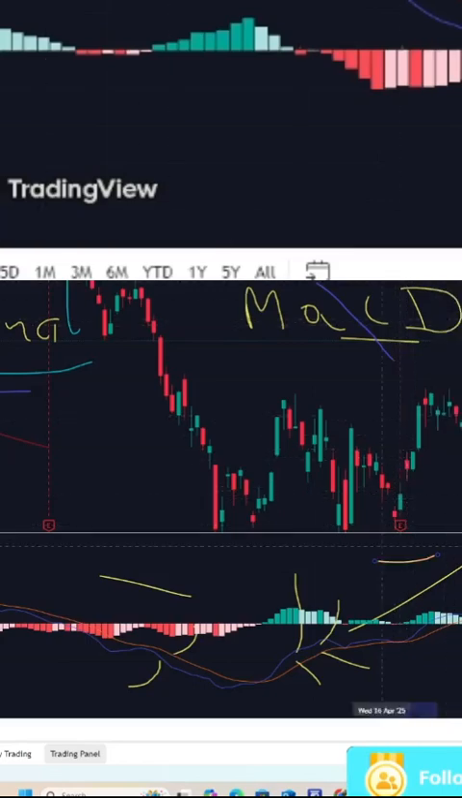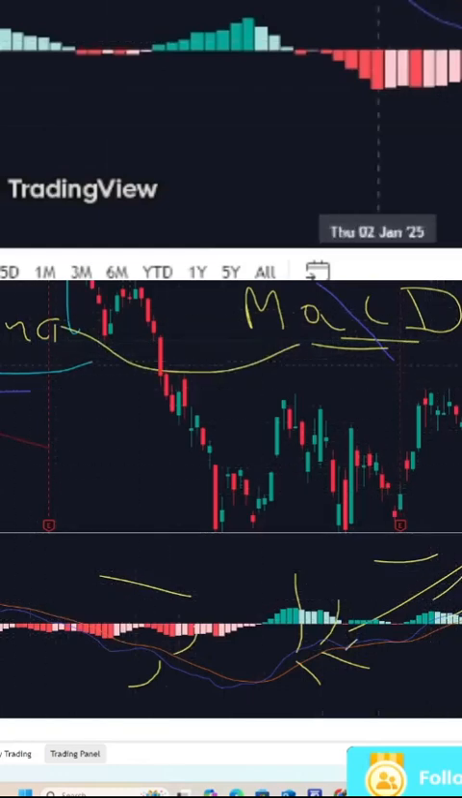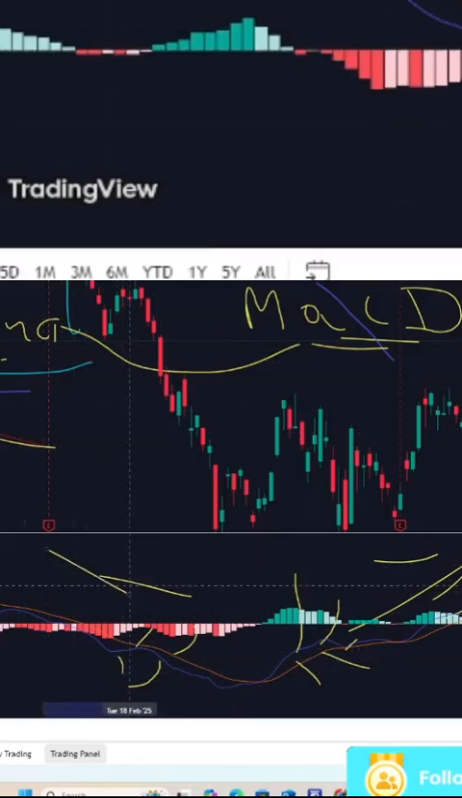Whenever the blue line, which is the MACD line, is above the signal line, the stock is bullish. Now, whenever the orange line, which is the signal line, crosses above the blue line, which is the MACD line, the stock is bearish. I'm going to teach you in the chart how you can compare them.